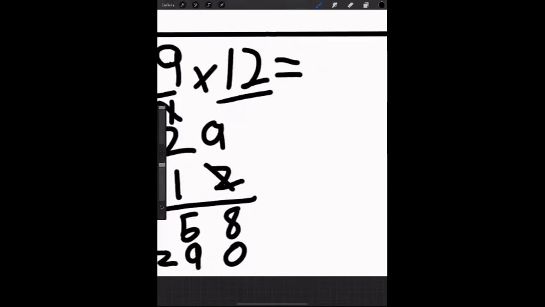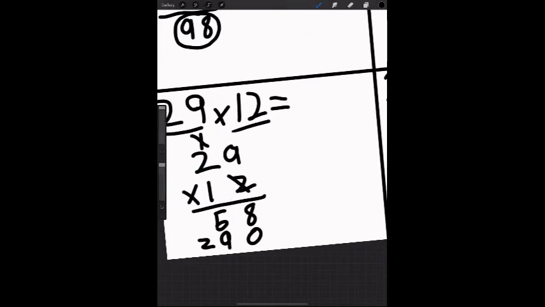And let me make sure that's right this time. I'm just gonna get my calculator out and do math the old-fashioned way. So 29 times 12. Yeah, I am correct. That's good because I don't want to be wrong again.